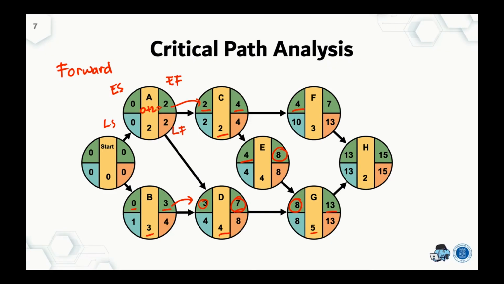Take a look here. We have 7 as the earliest finish of D, and the earliest finish of G is 13. Using the same rule as here, this should be 13, and then 13 plus 2 becomes 15. So this is the forward calculation. From here, what we should do is the backward calculation.